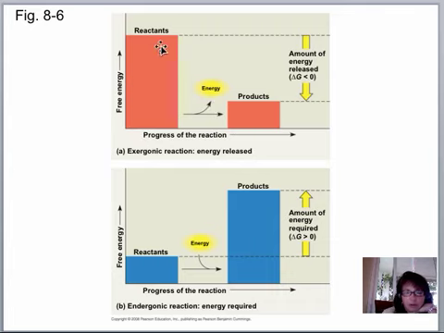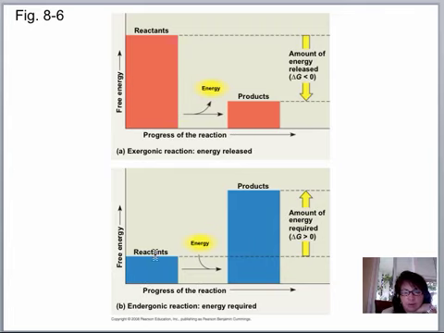Another way to look at it, again, exergonic is releasing the energy. Reactants started up here. Products ended down here. We're going to have a delta G that is less than 0 because we're going from a higher number that could have been maybe 50, going down to a 20. That means we're releasing 30.